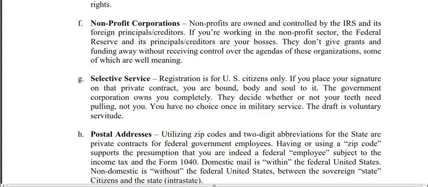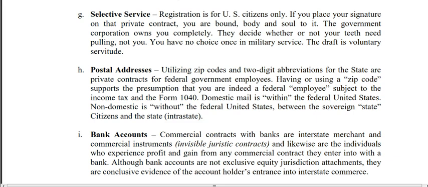Selective service. Registration is for U.S. citizens only. If you place your signature on that private contract, you are bound body and soul to it. The government corporation owns you completely. They decide whether or not your teeth need pulling, not you. You have no choice once in military service. The draft is voluntary servitude.